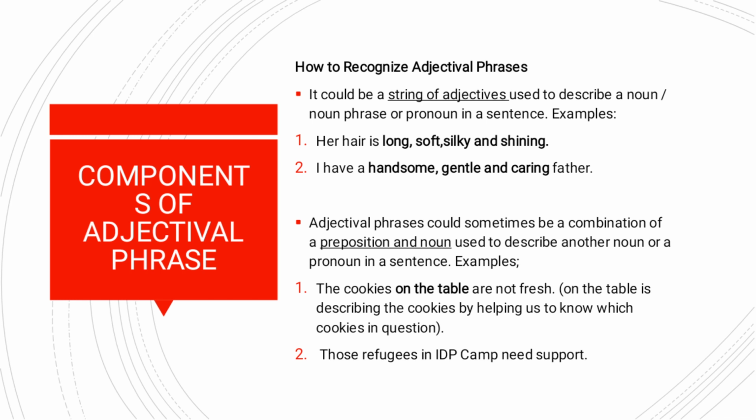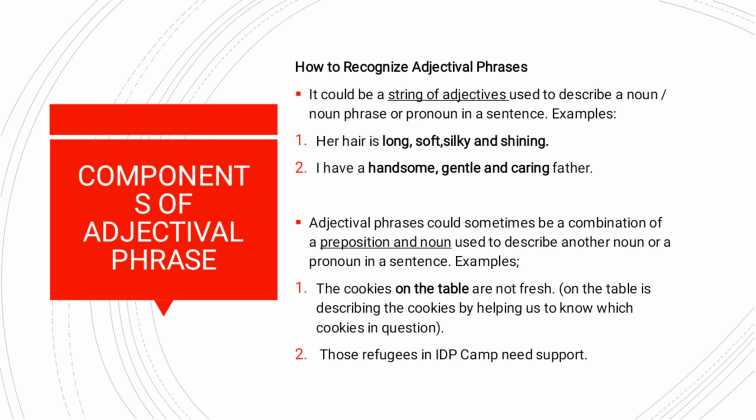Now let's look at the components of adjectival phrase. For you to be able to recognize an adjectival phrase when you see one in a sentence, the first thing you need to note is that an adjectival phrase could be a string of adjectives used to describe a noun phrase or a pronoun in a sentence. For example, her hair is long, soft, silky, and shiny. Now look at the strings of adjectives used here: long, soft, silky, and shiny. These are strings of adjectives.